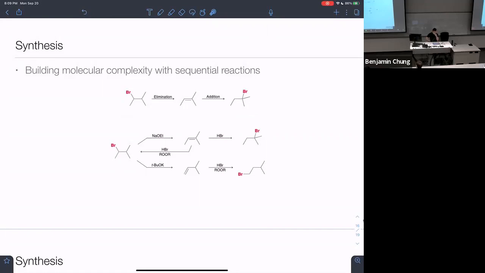So essentially, I'm just going to walk you through all the options that we have. So starting with this bromide, if we use a less hindered base, then we can get formation of which alkene, is this the Zaitsev or the Hofmann? Yes, Zaitsev, because it is the more substituted alkene.